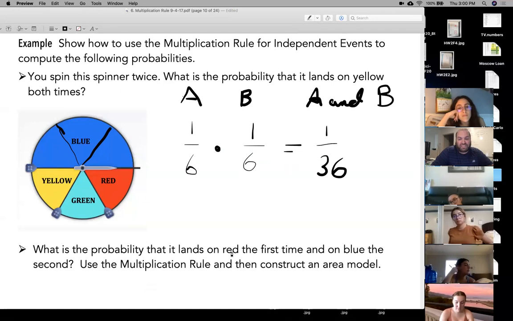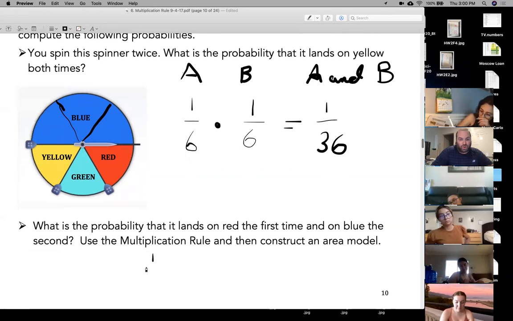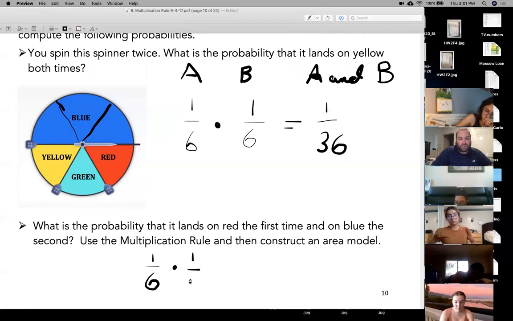What's the probability that it lands on red on the first one and blue on the second one? 1 out of 6 and 3 out of 6. So what's the probability that it lands on red on the first one and blue on the second one? 1/2 on the blue. And therefore, what's the probability that it lands yellow on the first and blue on the second? 1 out of 12.